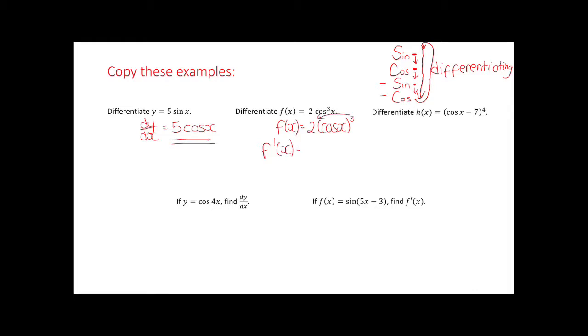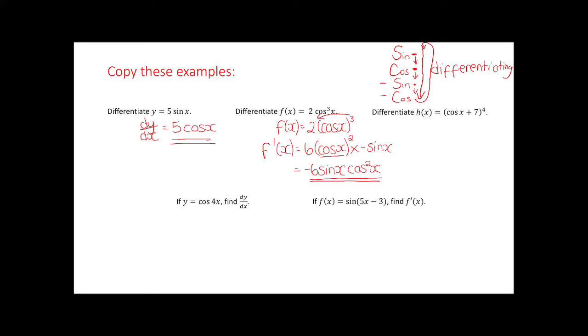So we bring our 3 down, multiplies by our 2 to give us 6. Cos x stays where it is, and we decrease that 3 to 2. Now remember, with your chain rule, you then have to multiply by the derivative of the bracket. In this case, our derivative of our bracket is going to be negative sine, because if we're starting off at cos, we then move down to negative sine. So we're multiplying by negative sine x. That can then get tidied up and gives us negative 6 sine x, and I'm going to get rid of that bracket and write out cos squared x. And that's my final answer.